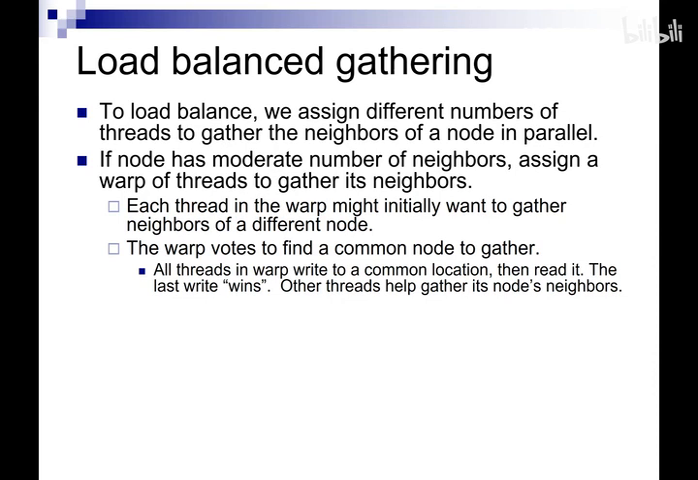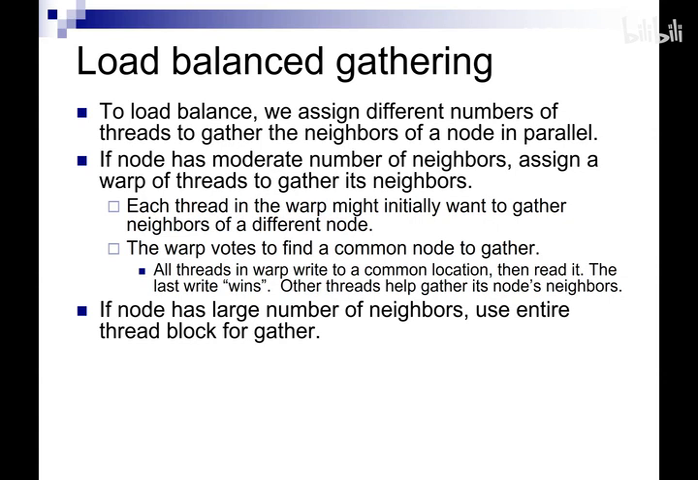So whichever node 18 wanted to process, this entire warp has to go help 18. They can't do their own nodes anymore. Because 18 won the vote, they all have to go help gather the neighbors of 18's node. So that's for a moderate number of neighbors: we assign a warp of threads to help.